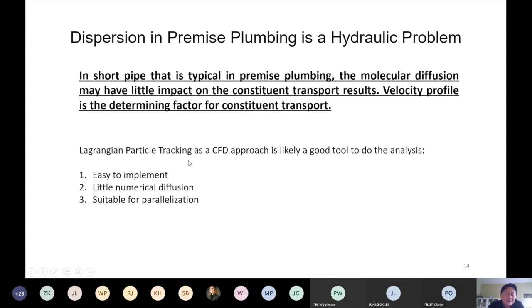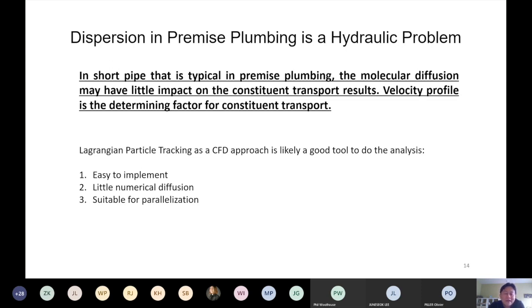And I just tried some very naive Lagrangian particle tracking as a CFD approach. But I think the promise there is likely a good tool to do the analysis. First, I think the most important is that it's really easy to understand. I don't even need to look into the partial differential equation. I don't need to worry about the mesh, and it also can handle different kinds of boundary conditions easily.